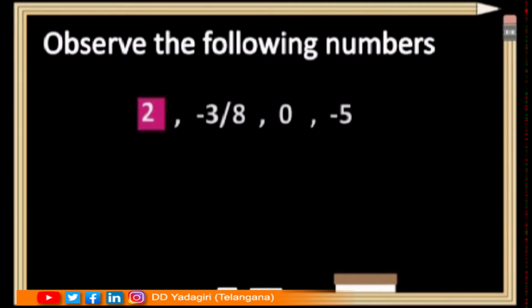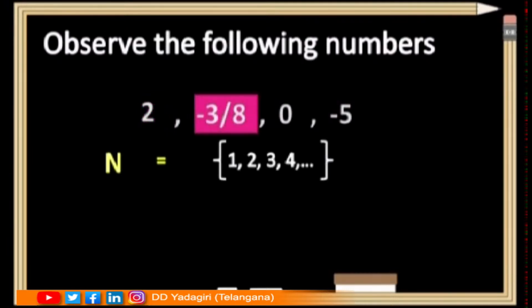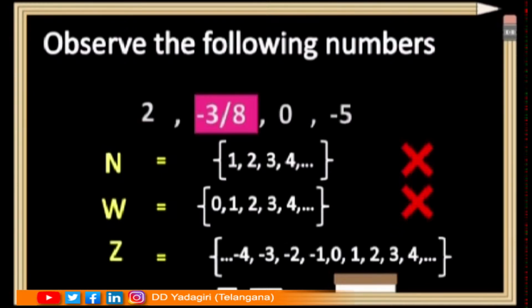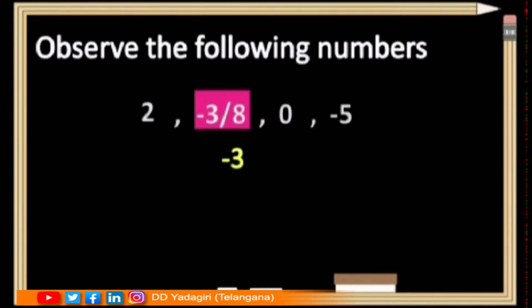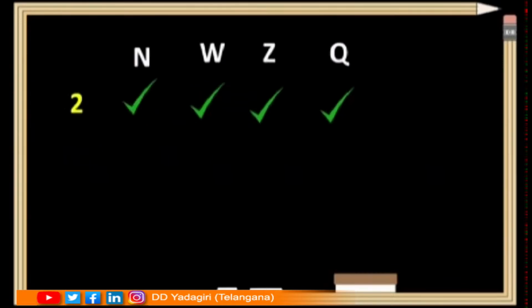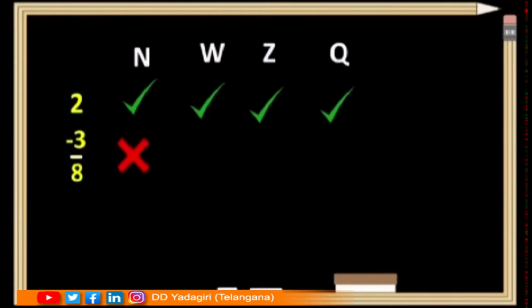So, next take minus 3 by 8. Minus 3 by 8 is not in the natural number set, it is not in the whole number set, it is not in the set of integers, but minus 3 by 8 can be expressed in p by q form, so it is a rational number. So we can say that minus 3 by 8 is not in the natural number set, not in the whole number set, and not in the integer set.